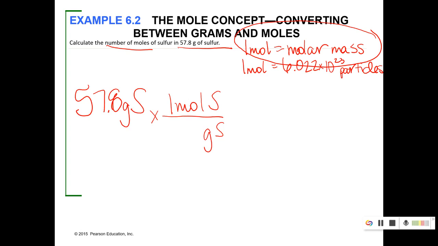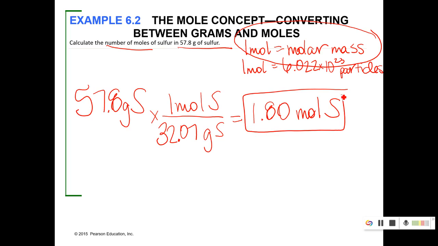So sulfur on your periodic table, I believe, is 32.066. But I'm going to use 32.07 grams because I told you they're going to round to the hundredths place. Okay, remember if it's on bottom, we divide. So I'm going to do 57.8 divided by 32.07. And I get 1.80 because we're at 3 sig figs moles of sulfur.